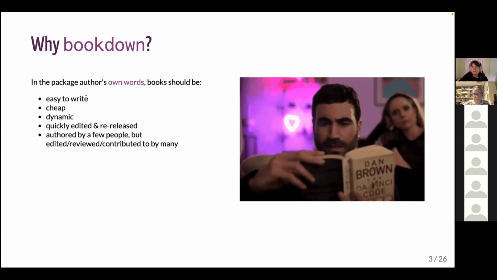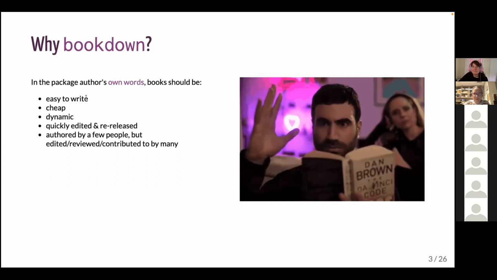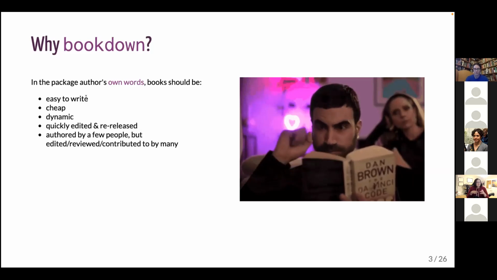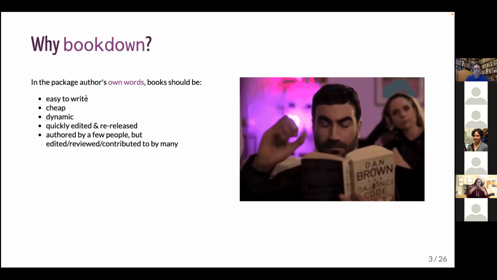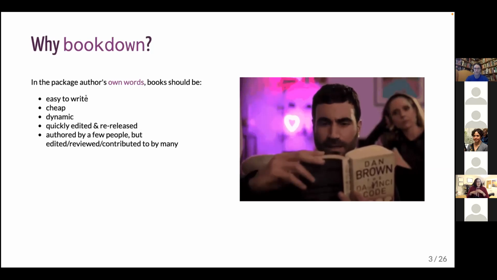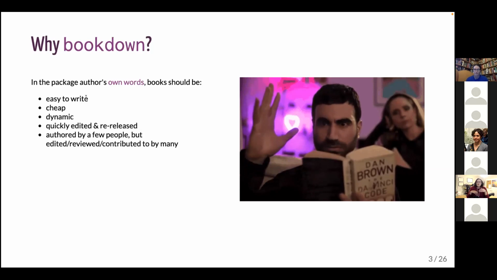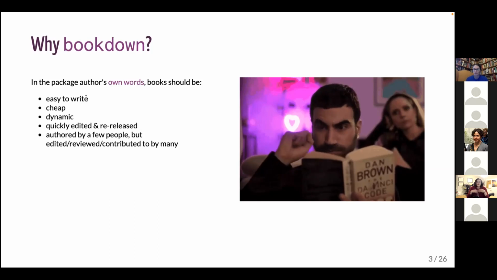A book should be easy to write. It should be cheap, which we know if you went to college, they're usually not cheap. It should be dynamic, meaning it can be changed, quickly edited, and re-released. So if you find a mistake, you can fix that and re-release the most updated version. And it can be authored by a few people, but edited, reviewed, or contributed to by many people. So a few people have the bulk of the responsibility, but if anybody finds a typo or an error in a formula, or has another example they want to provide, they can contribute that pretty easily.